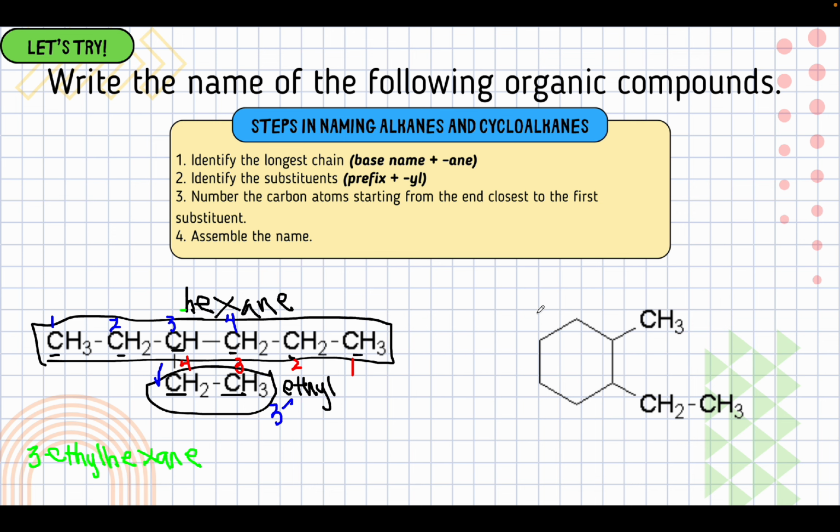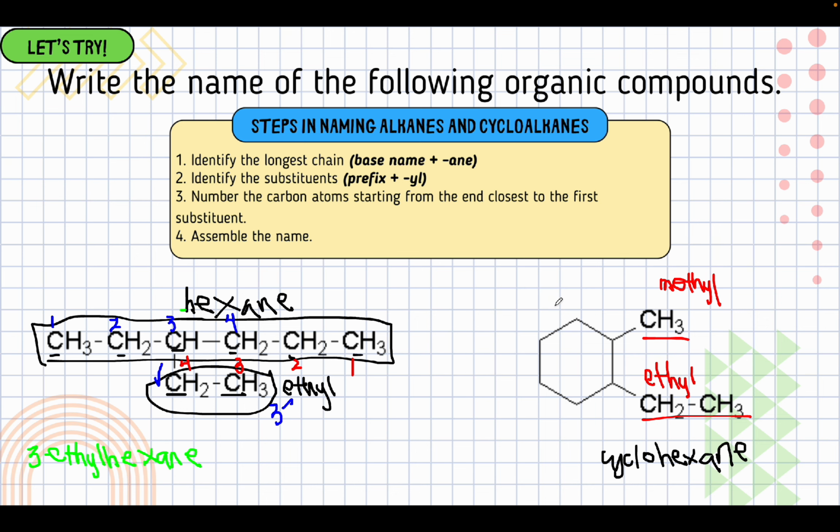Let's have another one. Again, as mentioned before, cycloalkanes have more priority than alkanes, so the base name would be the cycloalkane. So this cycloalkane has 1, 2, 3, 4, 5, 6. So the base name would be cyclohexane. Then identify the substituents. So you have this and this one. This one has 1 carbon atom, so the substituent would be methyl. This substituent has 2 carbon atoms, so that would be ethyl.